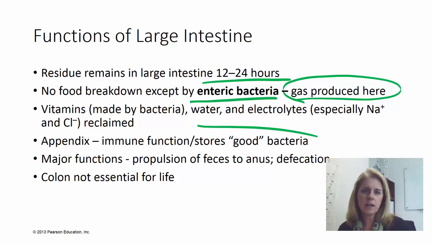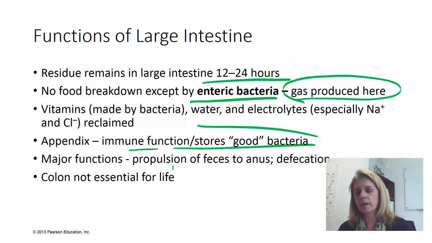The appendix, the jury's still out exactly about what the appendix does. It's thought to be part of the immune system. Maybe it stores good bacteria, so it's there. So there's an immune function possibly with the appendix. But the major function is just to store that waste and propel it through the large intestine to the anus so that you can get rid of it, and that is called defecation.